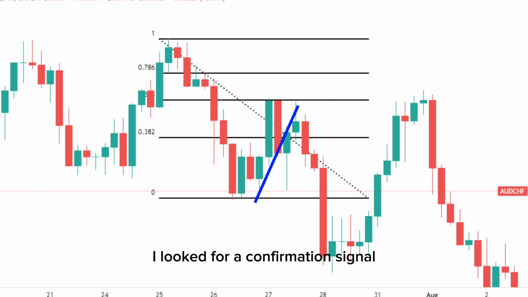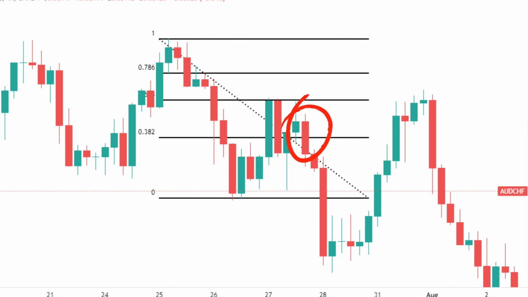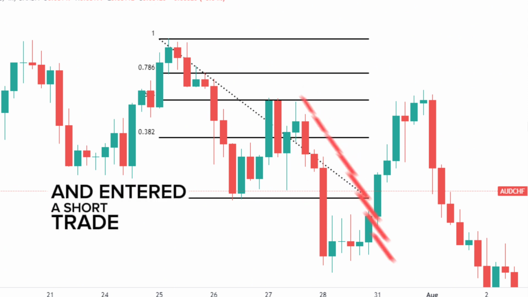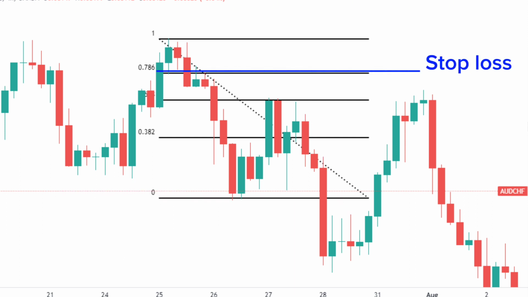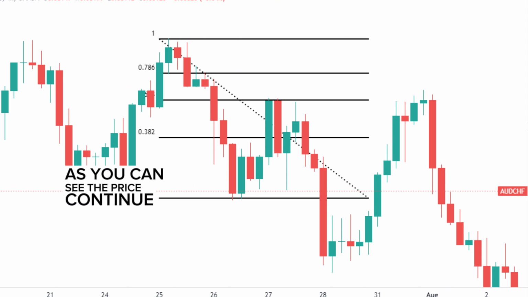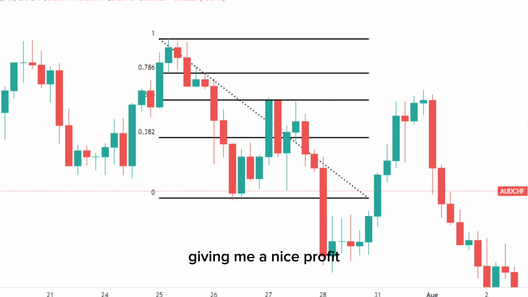I looked for a confirmation signal, which was a bearish engulfing candlestick pattern, and entered a short trade at the close of the candle. I set my stop loss above the 0.382 level and my take profit at the 0 level or the previous low. As you can see, the price continued its downward movement and reached my take profit level, giving me a nice profit.